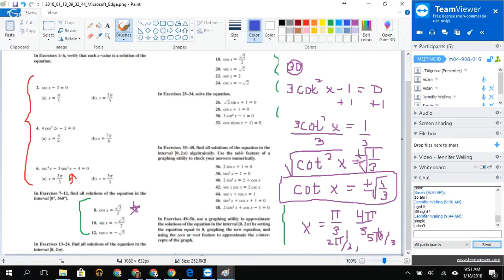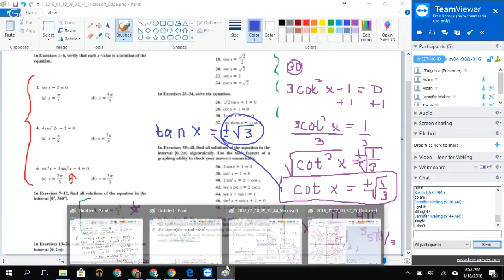So what I was saying is that if you wanted to use the unit circle, instead of writing this cotangent of x equals plus or minus the square root of 1 over 3, I would rewrite this as tangent of x equals plus or minus the square root of 3. Okay, and so then when I go to my unit circle, I am looking for values where the sine divided by the cosine equals either positive square root of 3 or negative square root of 3.